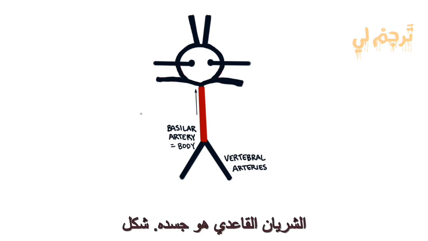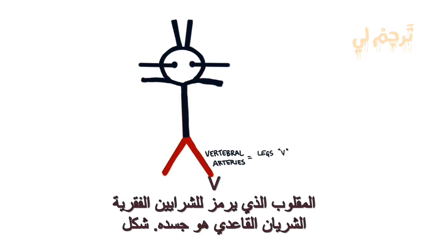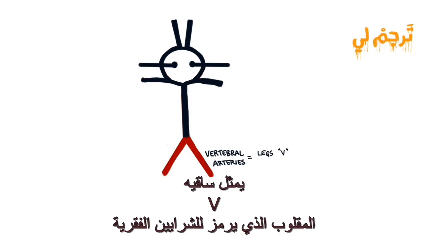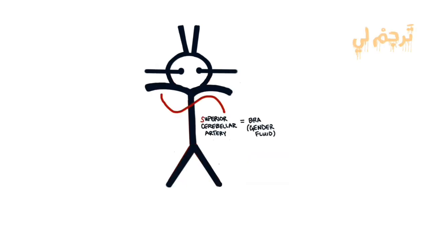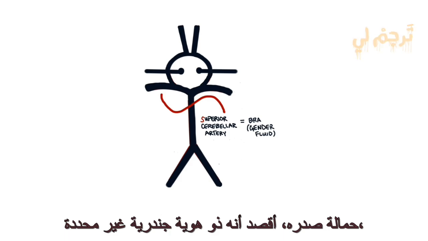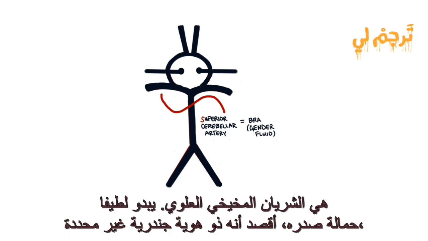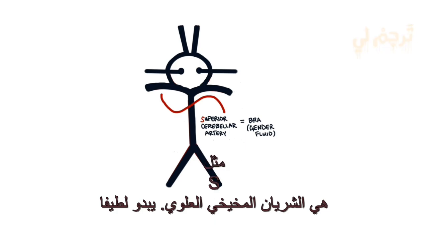The basilar artery is his body. The upside down V for vertebral arteries is his legs. His bra, he is gender fluid, is the superior cerebellar artery. Looks kind of like an S, no?